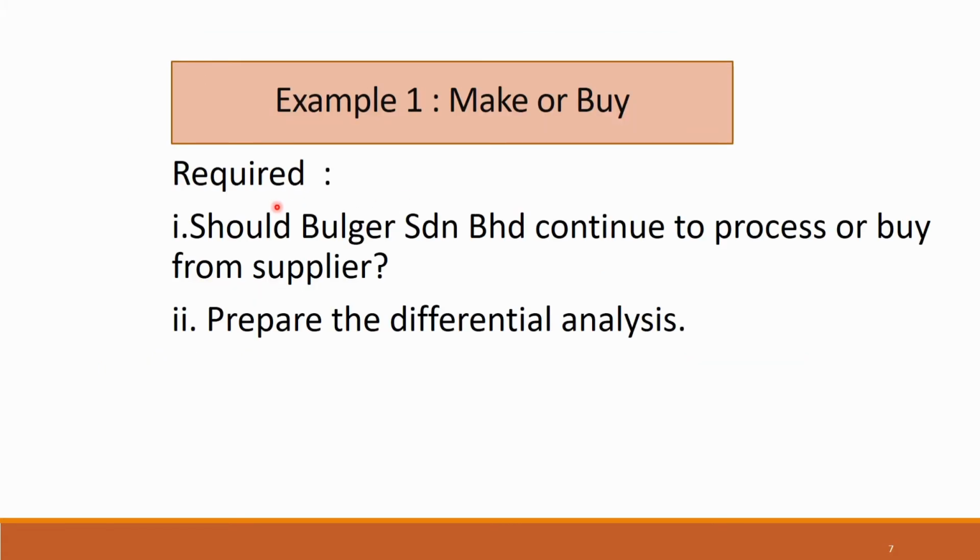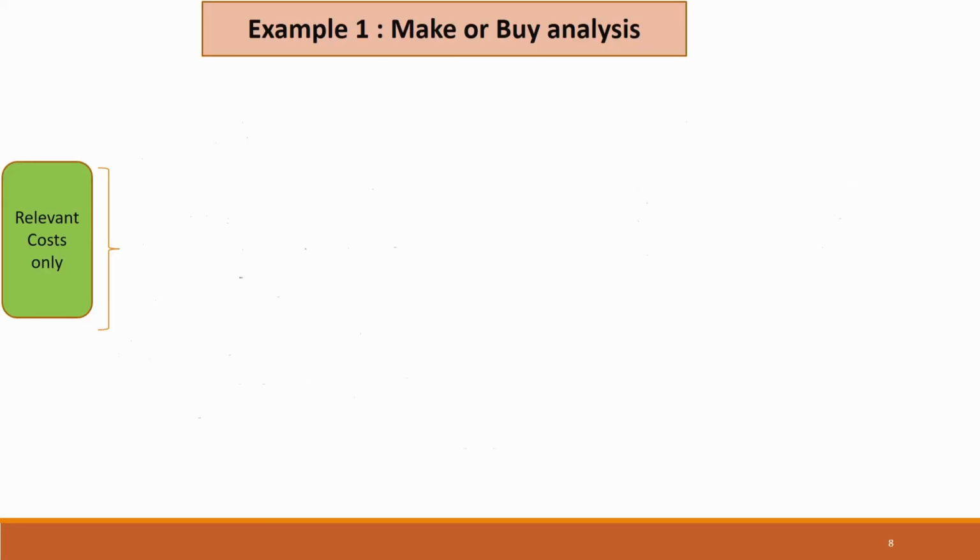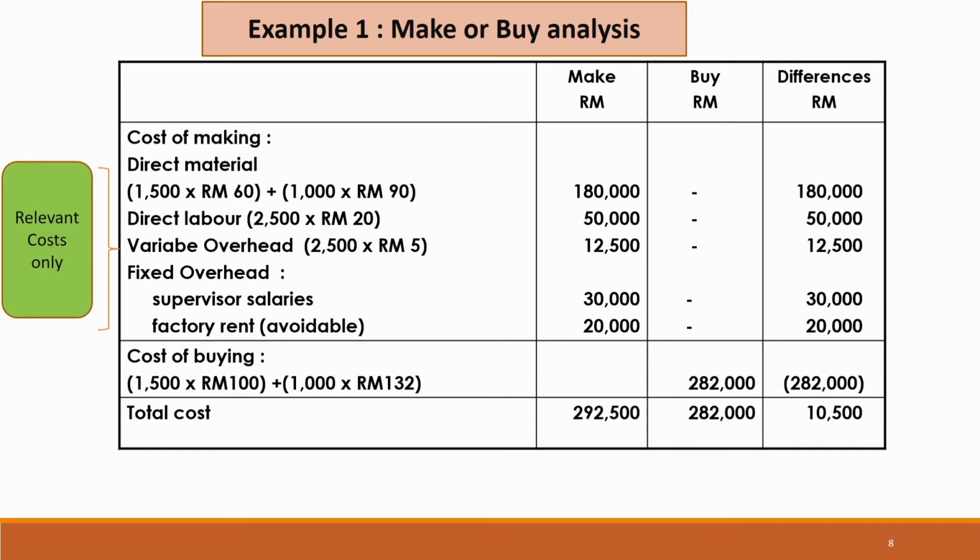So, required: should Builder Sendirian Berhad continue to process or buy from the supplier? Number 2, prepare the differential analysis. So, this is the answer by preparing the make or buy analysis. We have to compare make or buy, and we call this a differential analysis. The first column represents the item, the second one make, the third column buy, and this is the difference amount between make or buy.